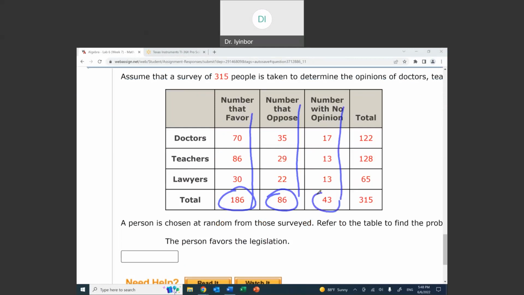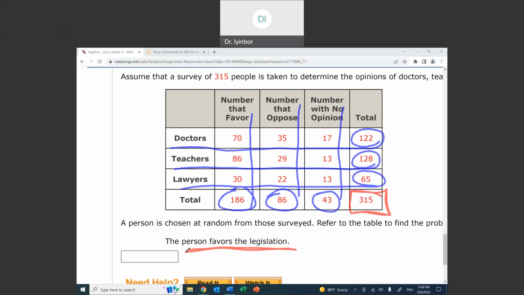And then if you look row by row, these are all the doctors, and the total number of doctors is 122. There are 128 teachers. So it breaks down into doctors, teachers, and favor or oppose the legislation. And the number down here is the grand total, the total of people surveyed. So now the question is, looking at this table, what is the probability the person favored the legislation? So how many favor the legislation?